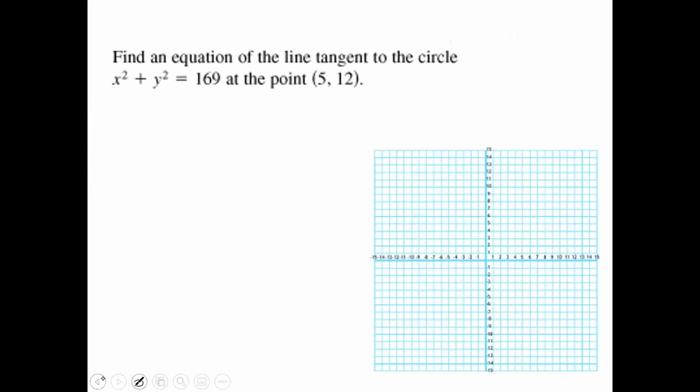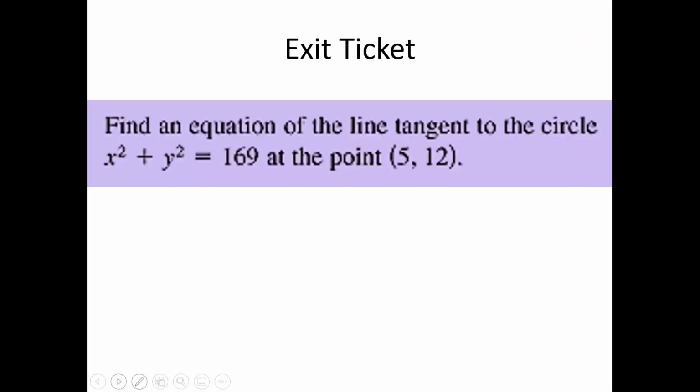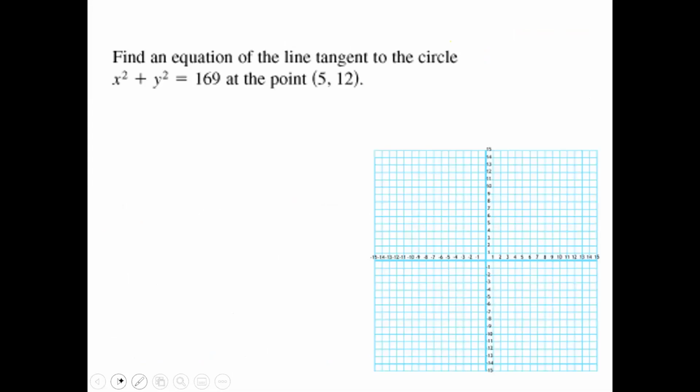All right, let's take a look at the exit ticket. This is one of the questions that was on your assignment. So it says find the equation of a tangent line, so y equals mx plus b, to the circle, x squared plus y squared equals 169. So this is going back to geometry. Remember, this is the one where you have x minus h squared plus y minus k squared equals r squared.